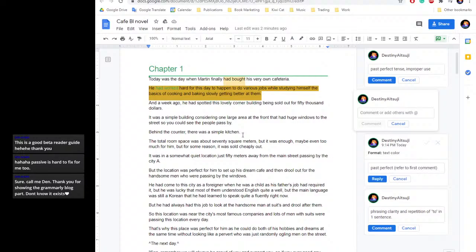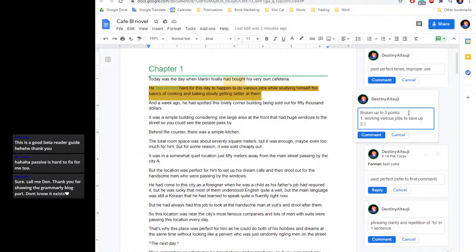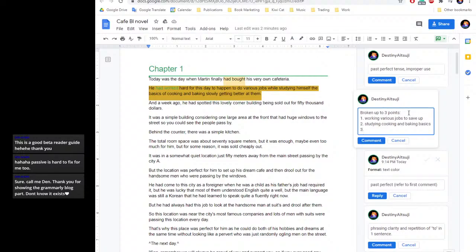Okay, so I was saying that this part has to be broken up. Okay, it feels more like a mentoring session than a beta reading session. But anyway, it's informative to you guys who need it. So point one is actually working. And then point two is actually this. And then point three is actually buying the cafe.